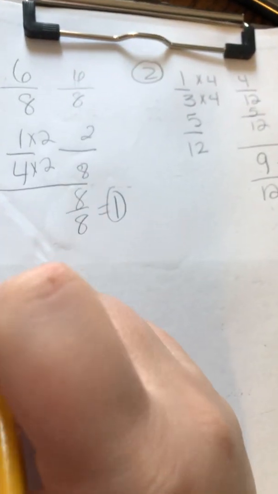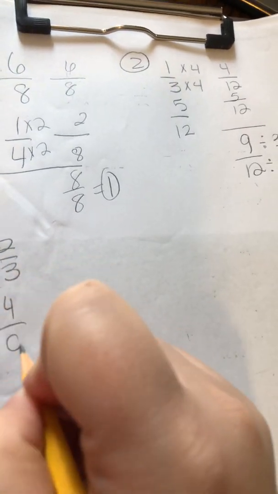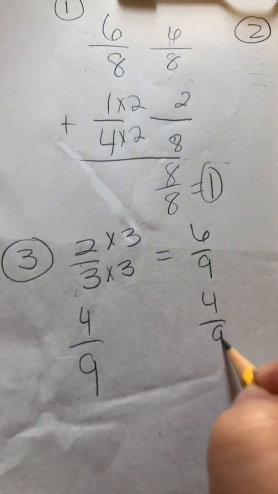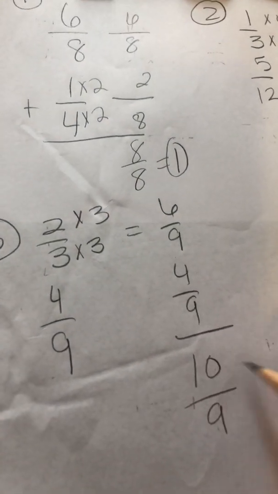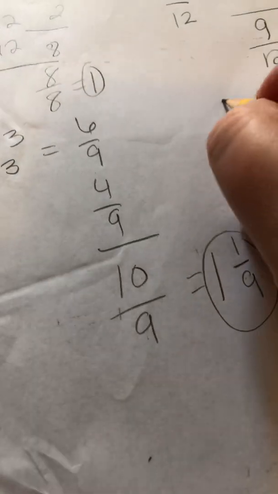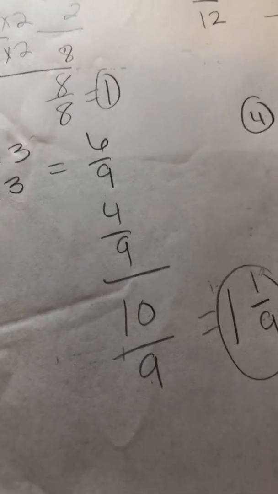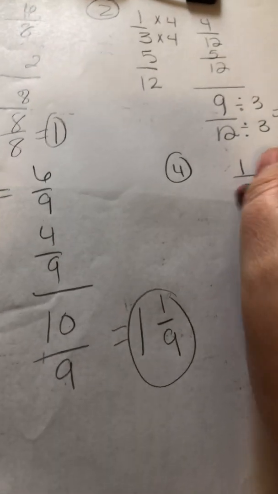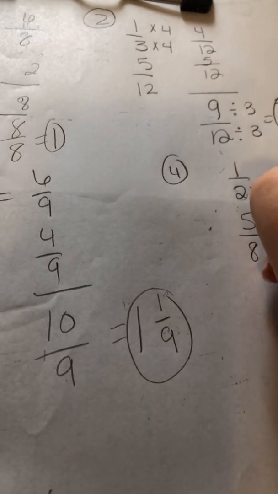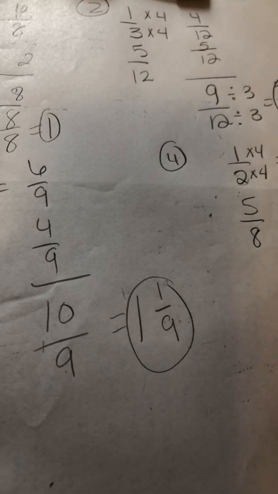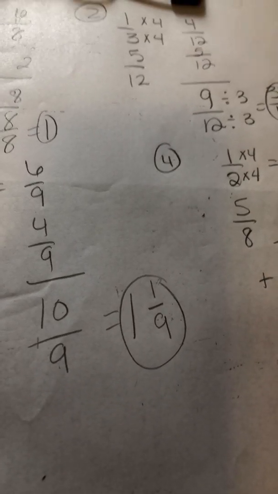Okay, so this was 1, this was 2. I'm going to do number 3 now. Number 3 is 2/3 plus 4/9. I'm going to change my 3 by multiplying, and I'm going to have 6/9 plus 4/9. That's going to equal 10/9, which is improper. 9 goes into 10 one time, with 1 left over. So 1 and 1/9. And number 4 is 1/2 plus 5/8, I'm sorry, 1/2, not 1/5. So I'm going to times 4 times 4, and you're going to get 4/8 plus 5/8 is 9/8 equals 1 and 1/8.